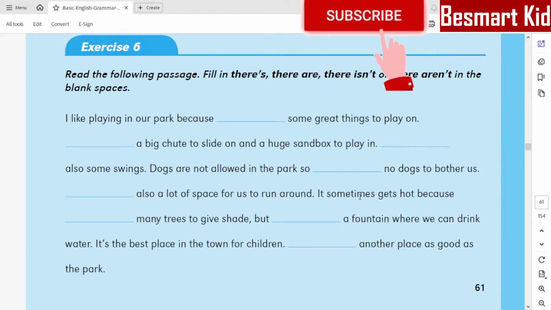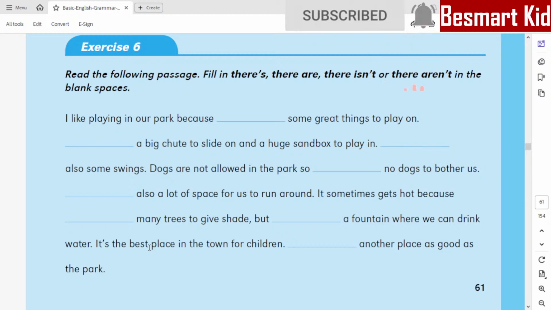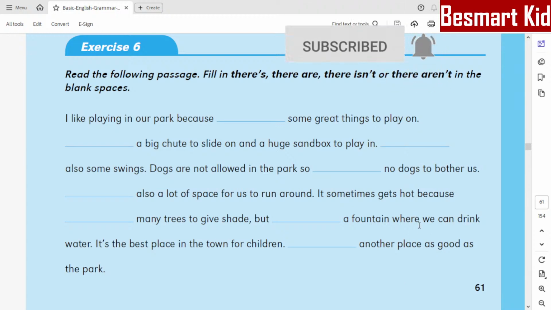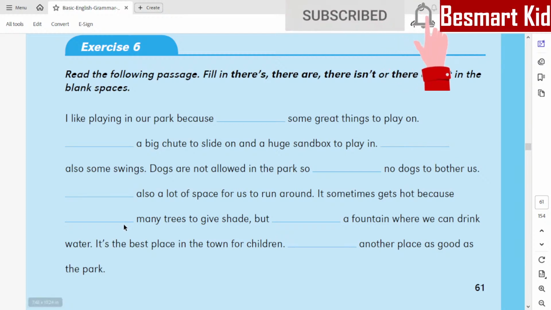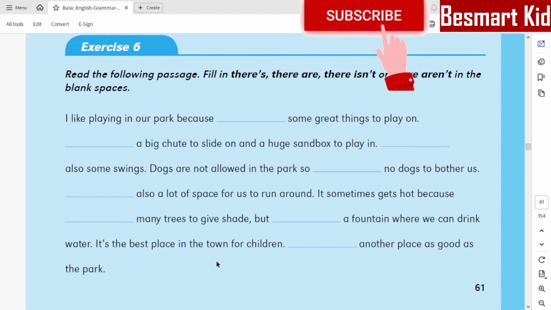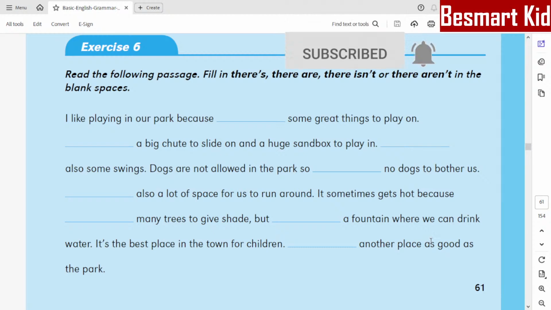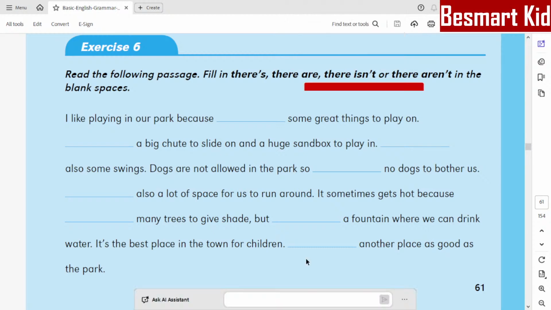It sometimes gets hot because dash many trees give shade, but dash fountain where we can drink water. It is the best place in the town for children. Dash another place as good as the park.